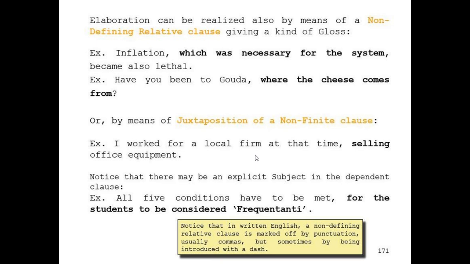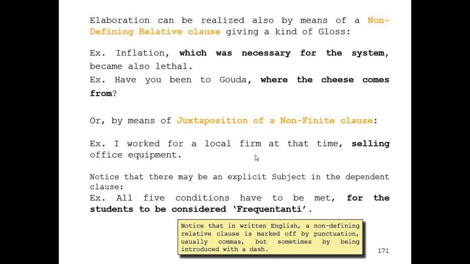Now, instead, non-defining relative clauses, those that offer a gloss, an additional comment, those are elaborating expansions. So expansion, elaboration, and they're hypotactic, obviously. Okay, so let's see an example. Inflation, which was necessary for the system, became also lethal. Okay.